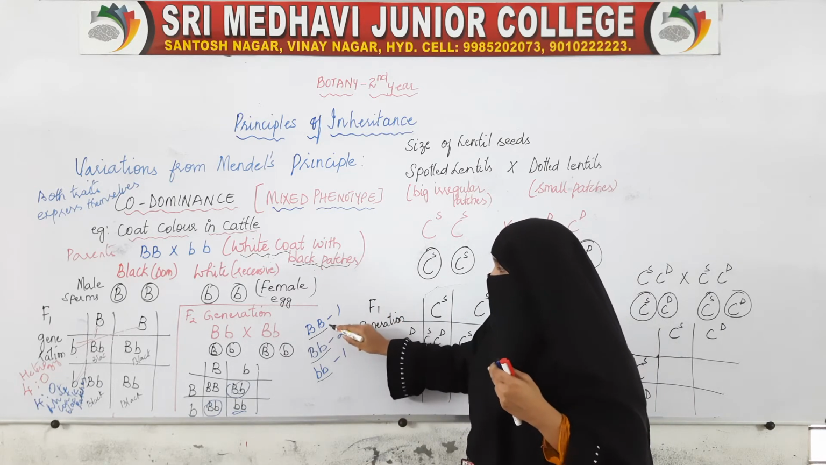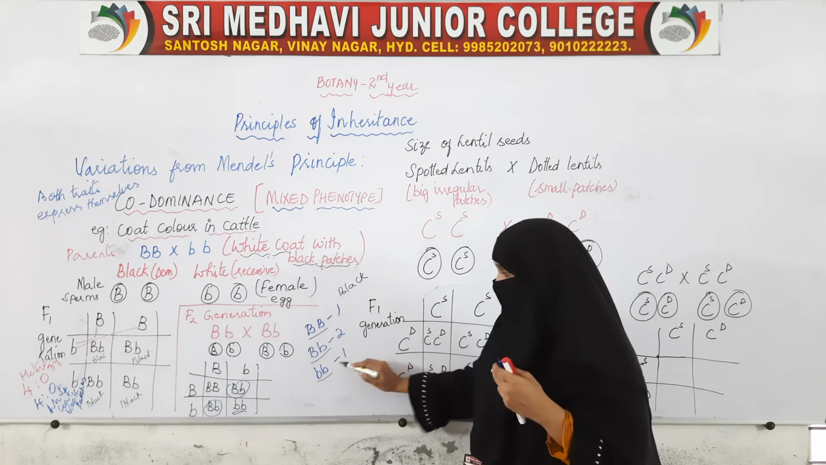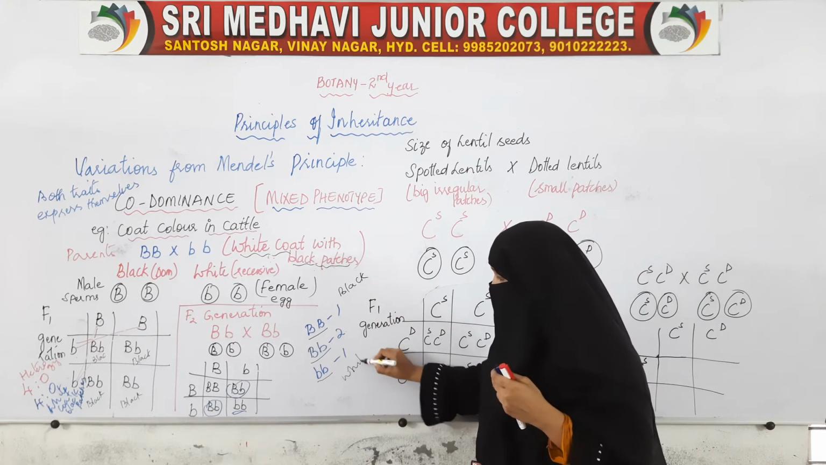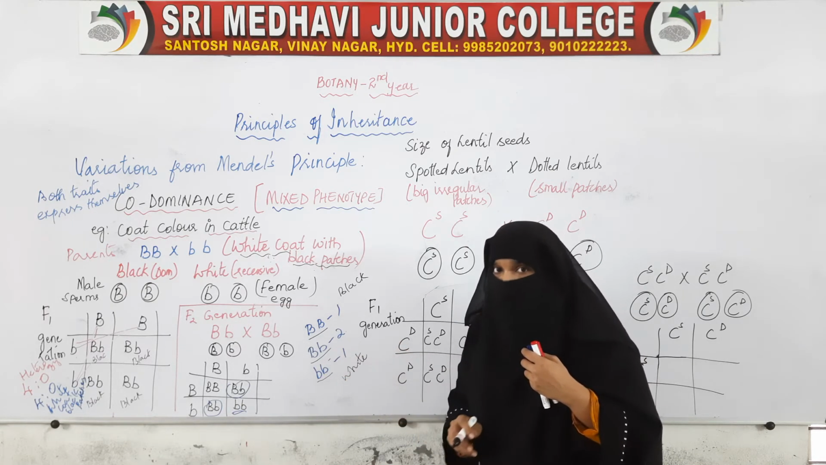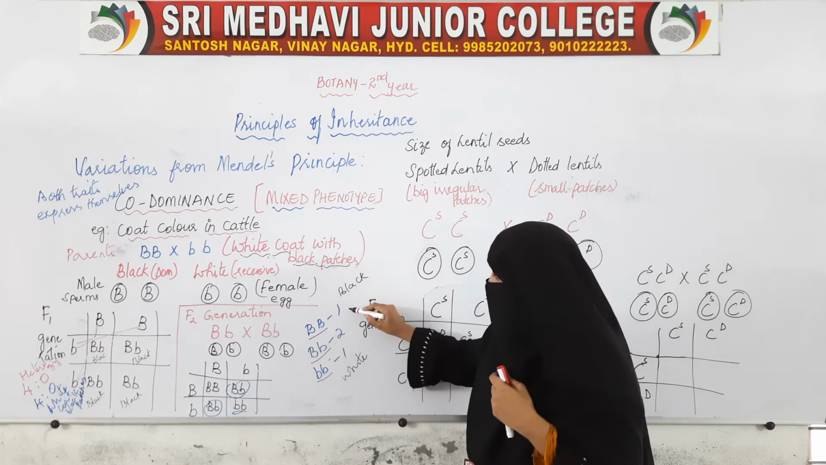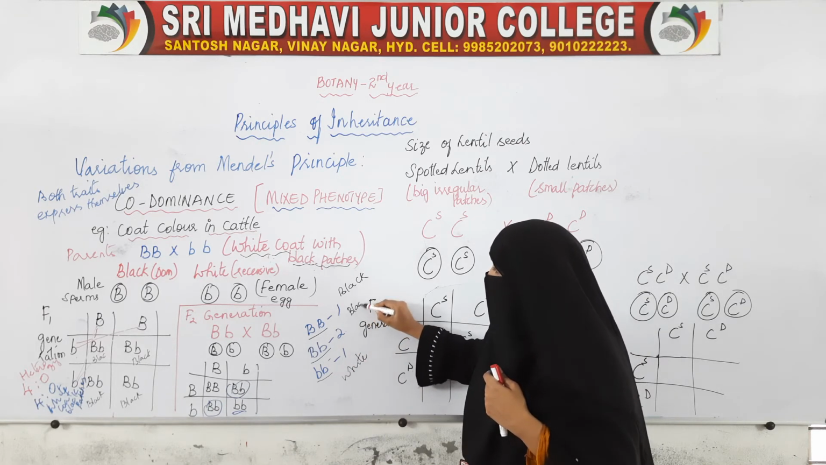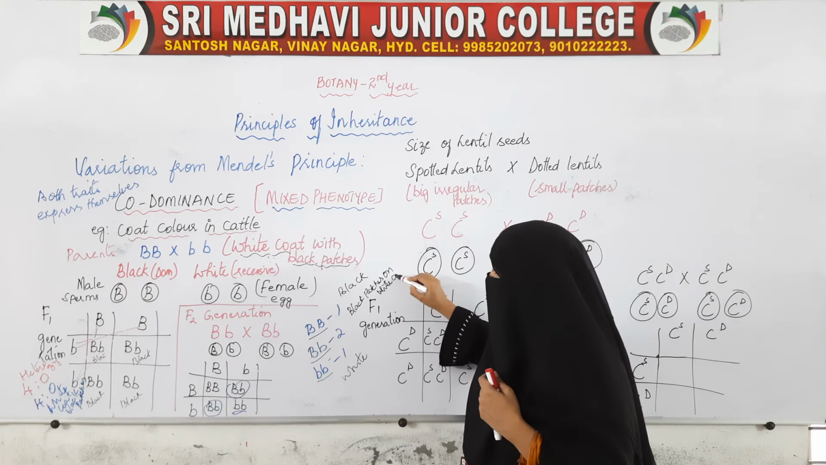So if this is both capital B, BB, which color will it be? Black color coat. Small b means white color. Capital B and small b means black color, because B is dominant? No, we get black patches on white color coat.